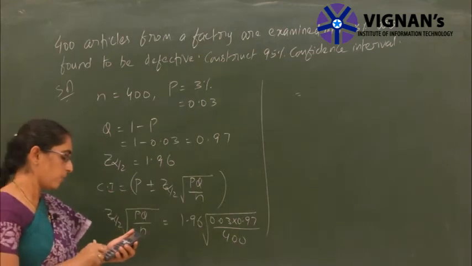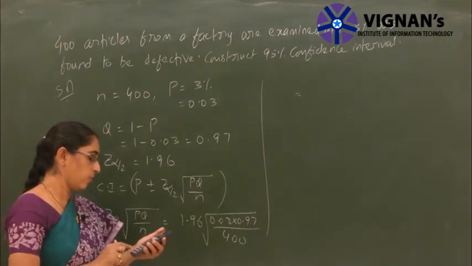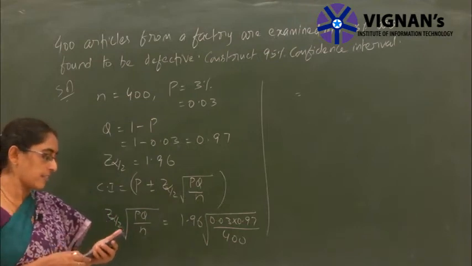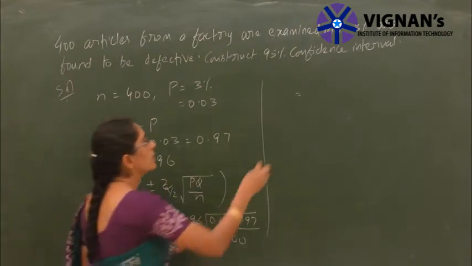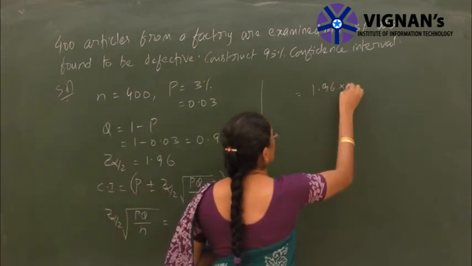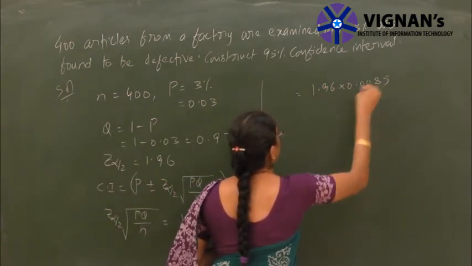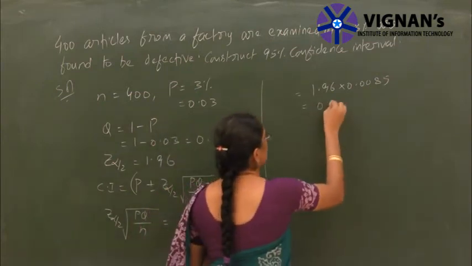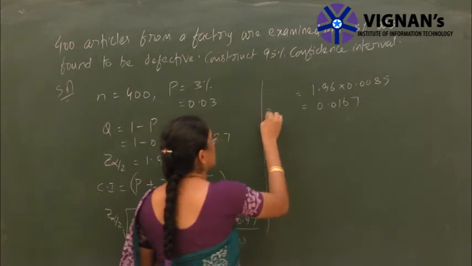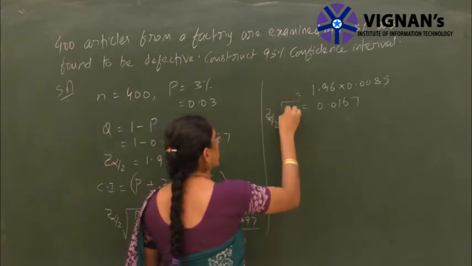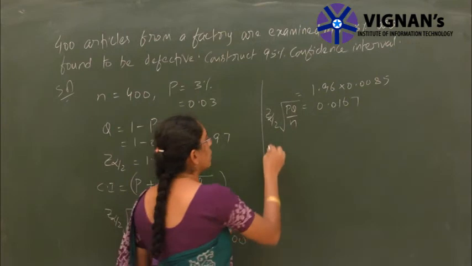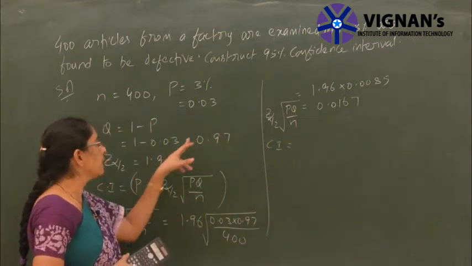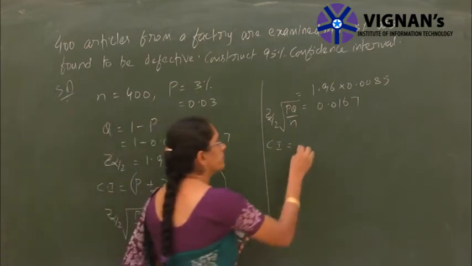So 0.03 into 0.97 divided by 400 is 0.0001. Now the square root of this is 0.0085. So 1.96 into 0.0085 gives you 0.0167. So this is the Z alpha by 2 into square root of PQ by N. Now for the confidence interval, just add and subtract with capital P, that is 0.03.